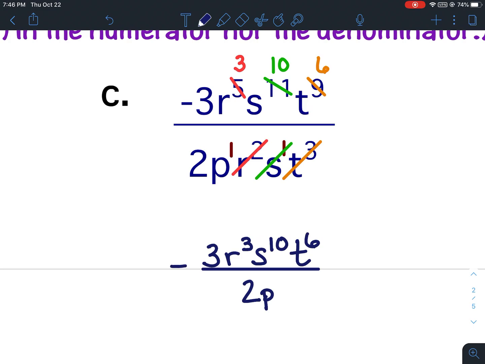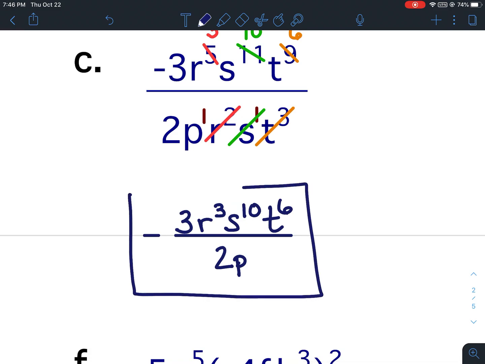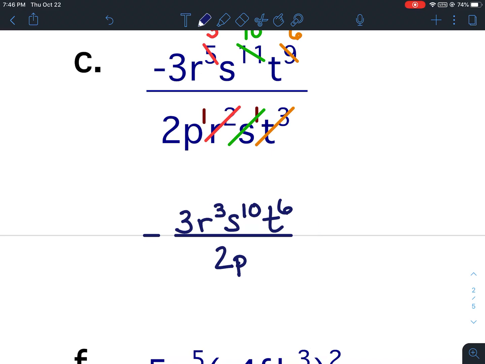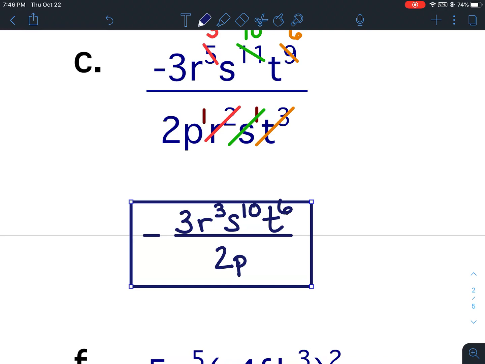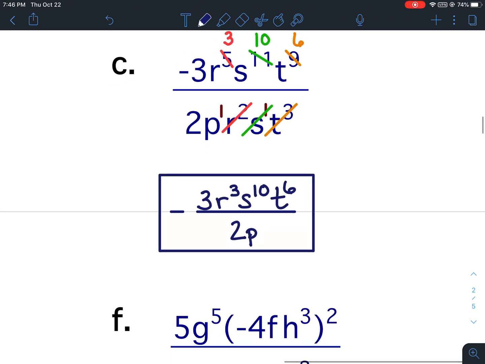If you notice, what I did was I took that negative sign and I moved it out front. I moved it in front of the fraction. If you don't do that, if you keep the negative up with the 3, I'm not going to mark it wrong. As long as there is a negative sign in your answer, that is what I care about the most, okay? Generally, you move it out front to show that the entire fraction is negative, but it doesn't matter as long as you have a negative sign somewhere.